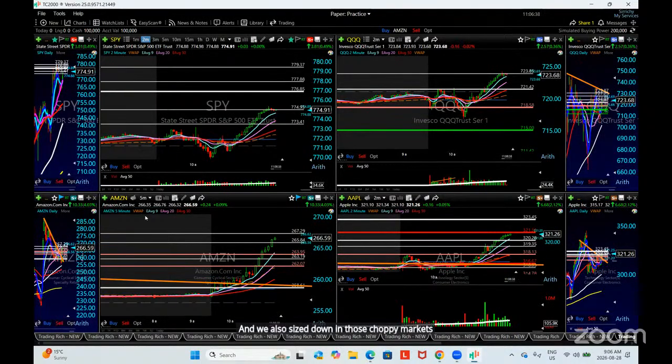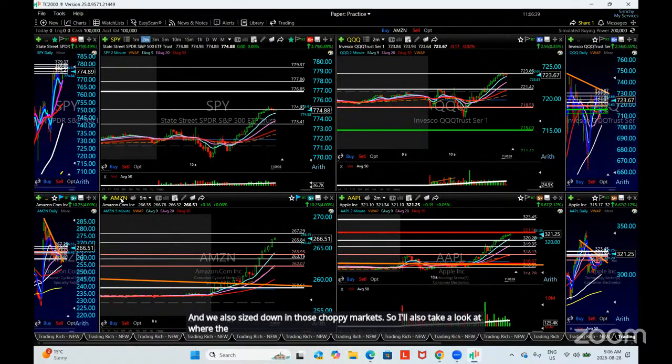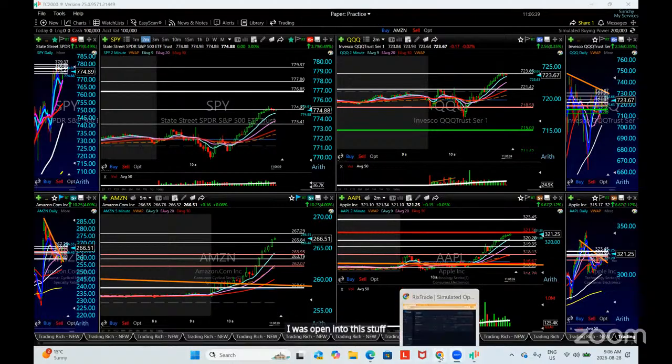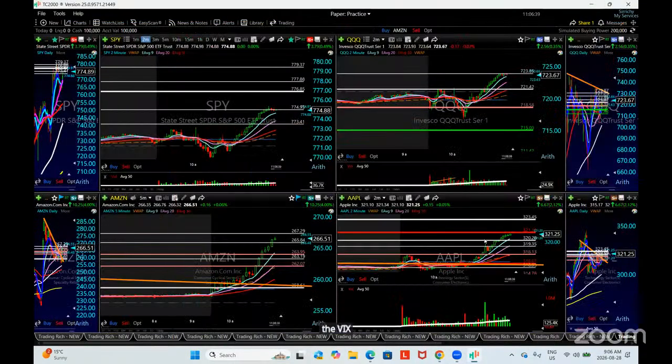So I'll also take a look at where the VIX is right now. VIX is the volatility index. Oh, what's happening to this? The VIX volatility index.